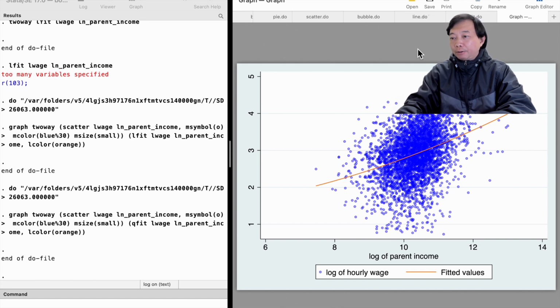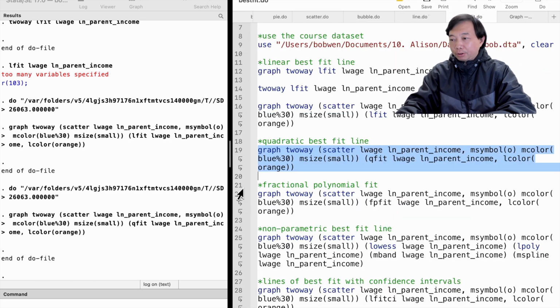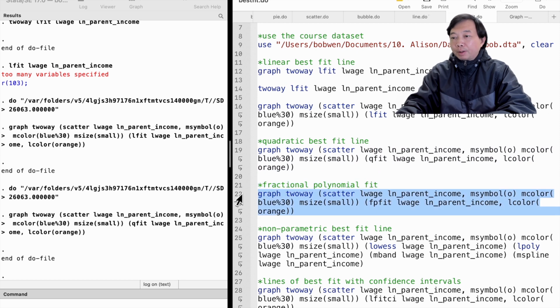Next, we try the fractional polynomial fit. We use the fpfit command.